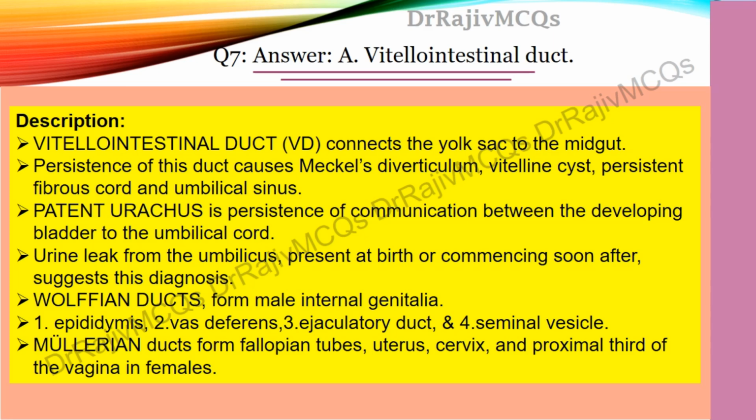The Wolffian ducts or mesonephric ducts are paired embryonic structures that form the male internal genitalia. In males, each mesonephric duct becomes differentiated into four structures: the epididymis, vas deferens, ejaculatory duct, and seminal vesicle. In females, the mesonephric ducts disappear. The Mullerian or paramesonephric ducts form the fallopian tubes, uterus, cervix, and proximal third of the vagina in females.